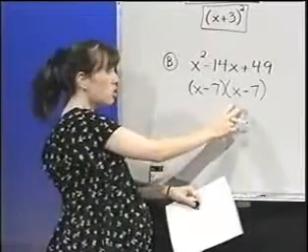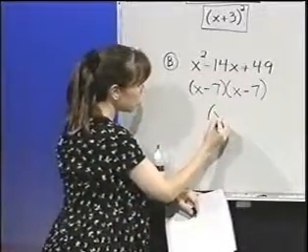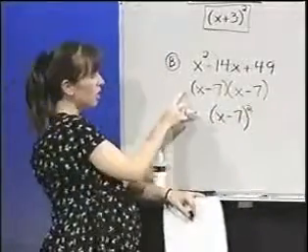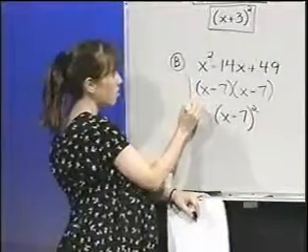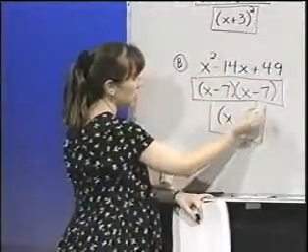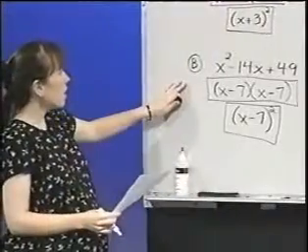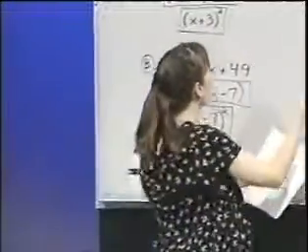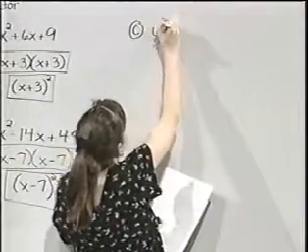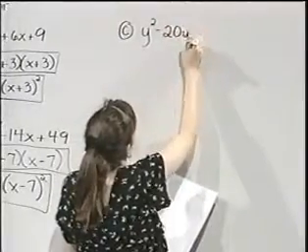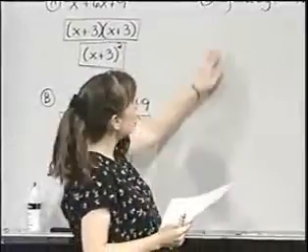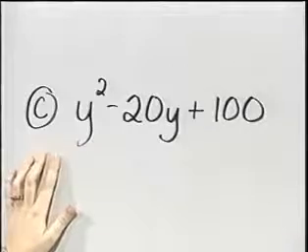Again, you have a double factor, so you can rewrite that as a square, x minus 7 squared. So you can leave this answer or this answer here. So let me box those in. X minus 7 times x minus 7, or x minus 7 squared. Okay? And let's look at one more polynomial like that. Let's look at the polynomial y squared minus 20y plus 100. Y squared minus 20y plus 100.